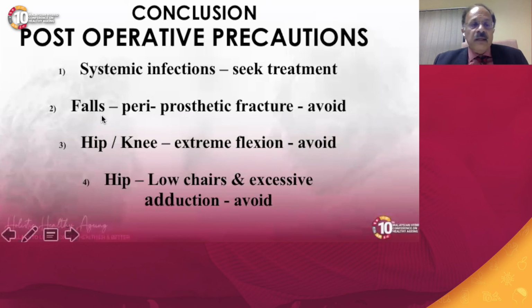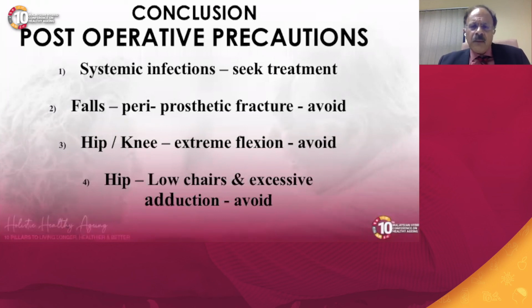Avoid falls, obviously, because if one falls, you can have a periprosthetic fracture just around the implant itself. So you've got to be careful about avoiding falls. You've got to get a sense of balance and so on. And extreme flexion, as in the hip, don't sit on a very low stool and so on, because it can dislocate. Of course, now with the modern implants, dislocation is not very frequent and can be avoided with proper surgery, lessening the chance, but still one should avoid that.